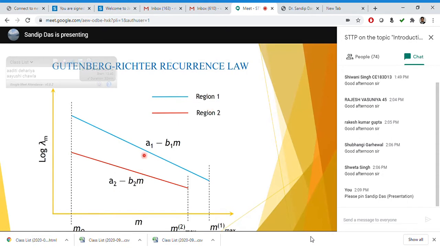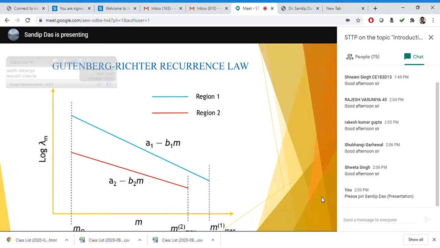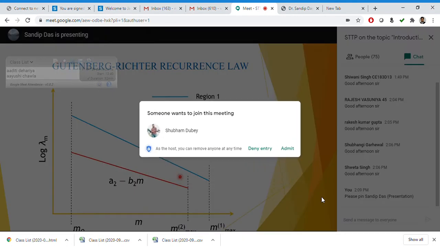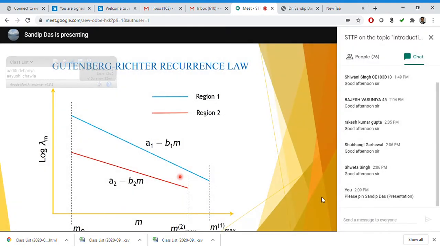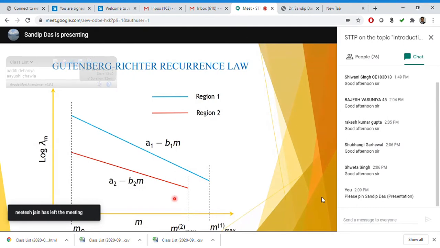So for one region you have A1 and B1, for another region you have A2 and B2. Now for all practical purposes, we usually set a minimum threshold because we are engineers. We are not very much interested in magnitudes being too small. So sometimes we don't consider magnitudes less than 4, because if any earthquake comes having magnitude less than 4, its tremor will not be felt even though it is happening quite close to the site.